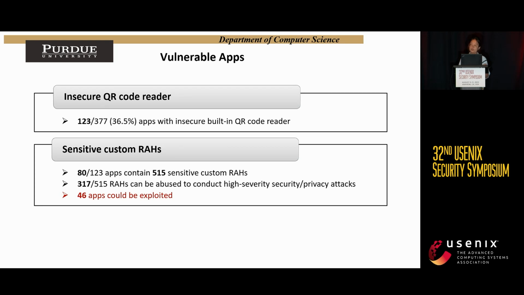We finally launched the real-world exploits on the vulnerable apps. In order to access critical services, we manually checked those RAH interface names and labeled 515 custom RAH as sensitive ones. And we found 317 of them returned their execution results to the remote server, which can be abused to conduct high-severity security or privacy attacks. And a total of 46 apps are vulnerable to Medusa attack and can be exploited in the real world.